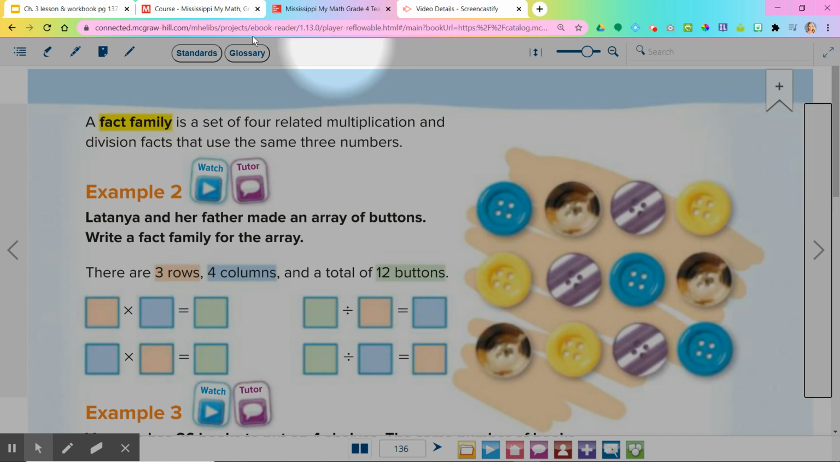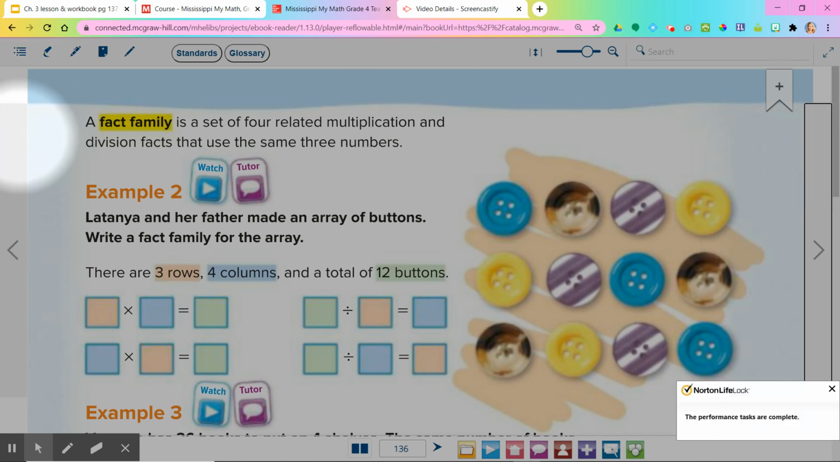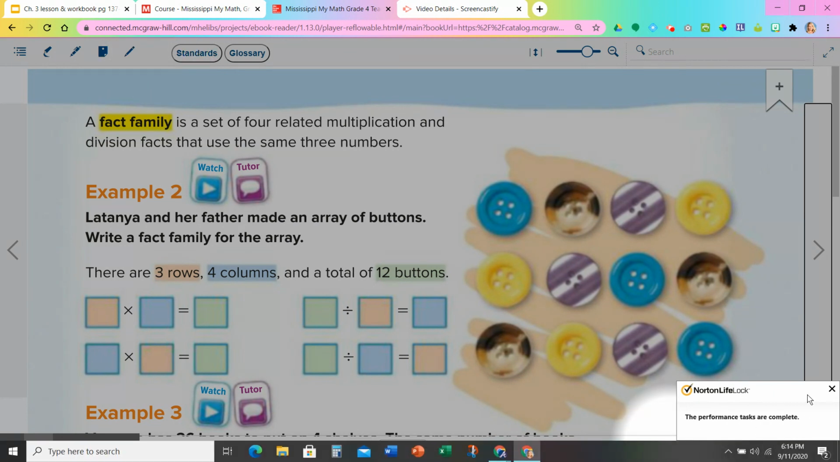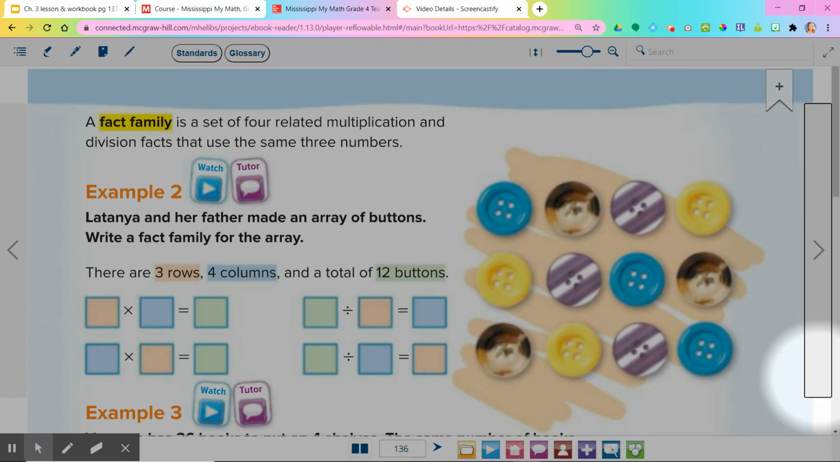All right, so let's take a look at the back side of our lesson. Up here at the top, we see that a fact family is a set of 4 related multiplication and division facts that use the same 3 numbers.